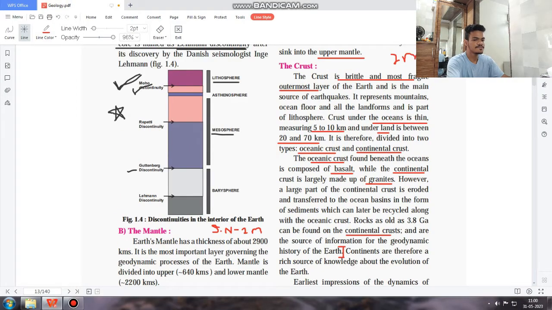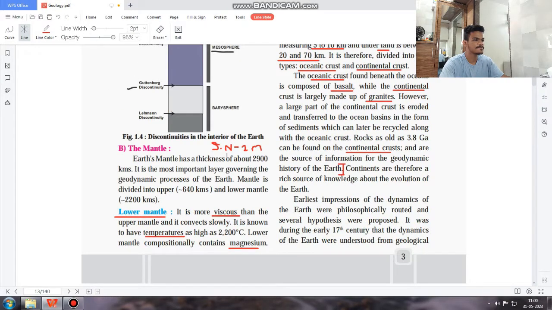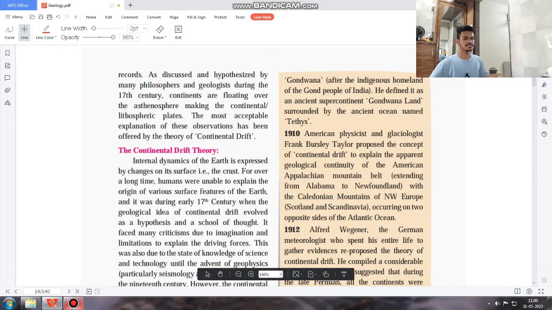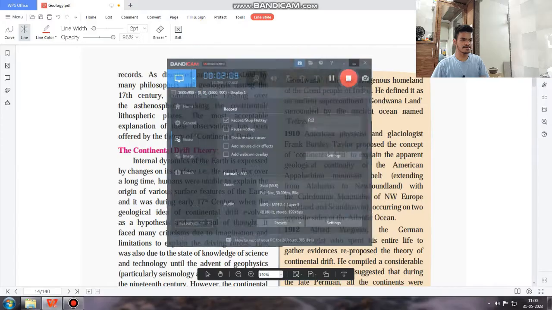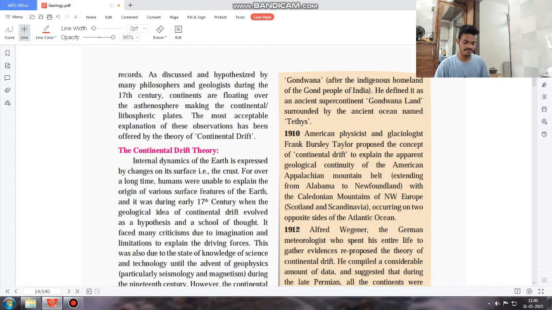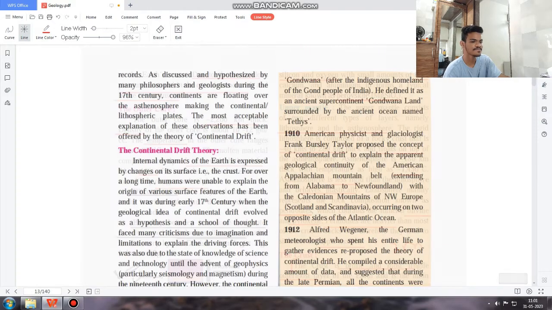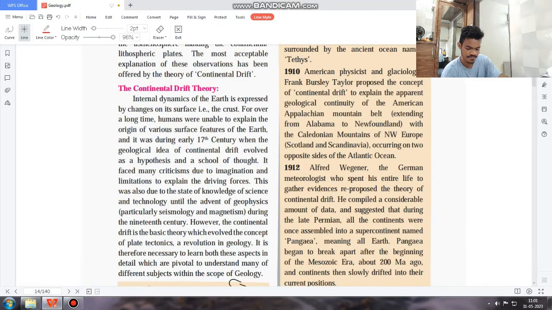Next we move on to the next page, which is about the continental drift. Continental drift theory. Mostly this comes, but not as much as these 3 short notes as I told you. What we can infer from this continental drift theory is that it was first discovered in the 17th century.